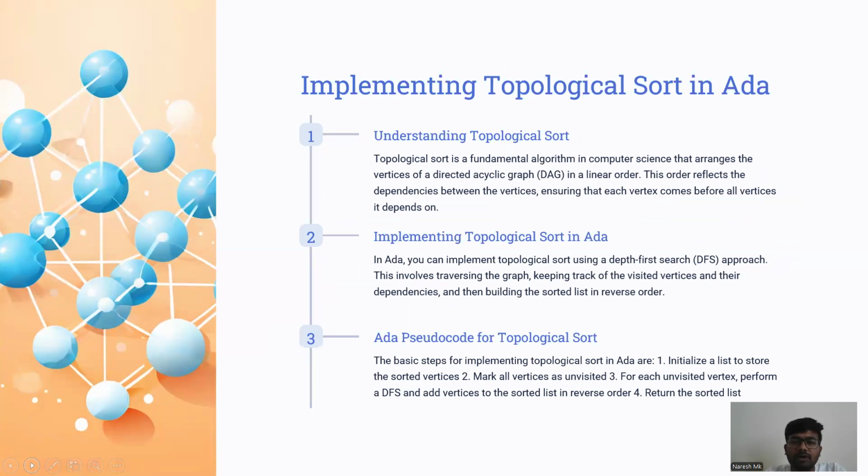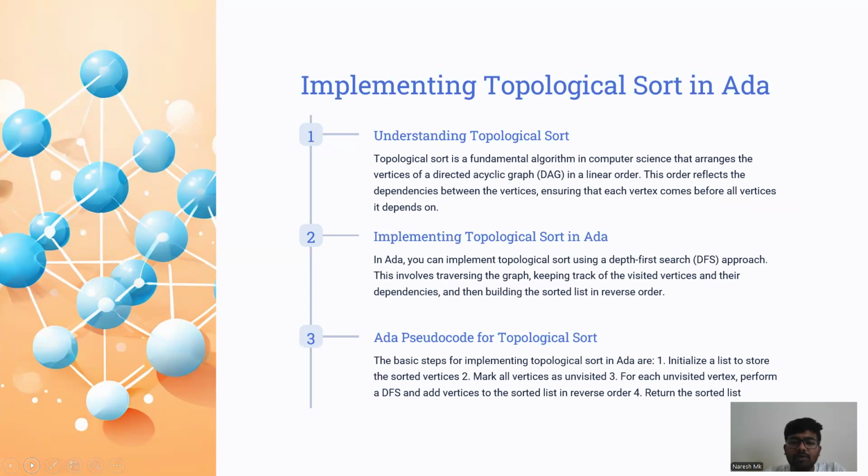Implementing topological sort in ADA. First one, understanding topological sort. Topological sort is a fundamental algorithm in computer science that arranges the vertices of a directed acyclic graph in a linear order. This order reflects the dependencies between the vertices, ensuring that each vertex comes before all the vertices that depend on it.